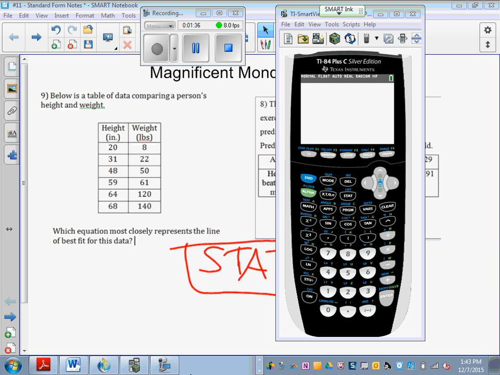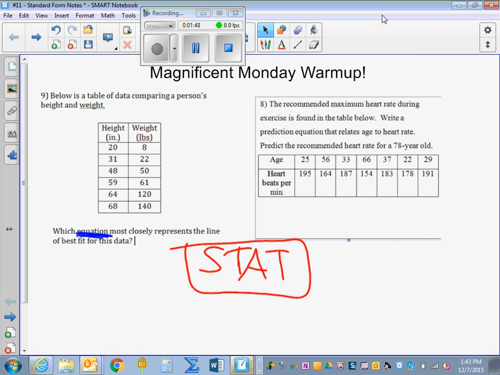The second one says to predict a value. These are the two types of problems you'll get. One that says write the equation, and the other one that says to predict the value, or it'll say how much, or it'll ask you to find a certain value.